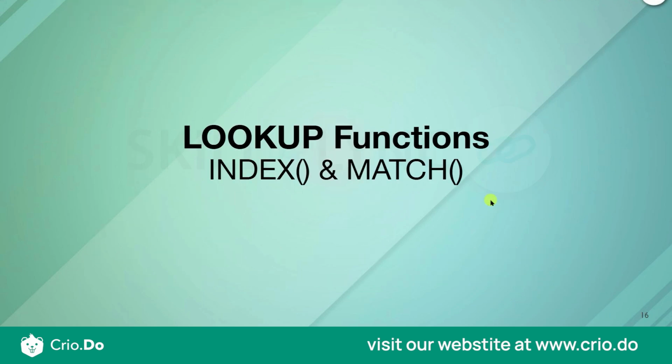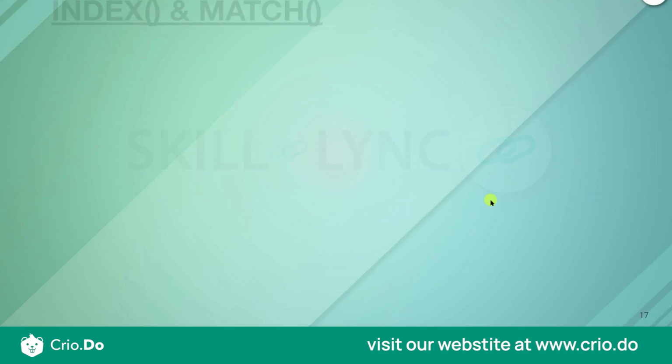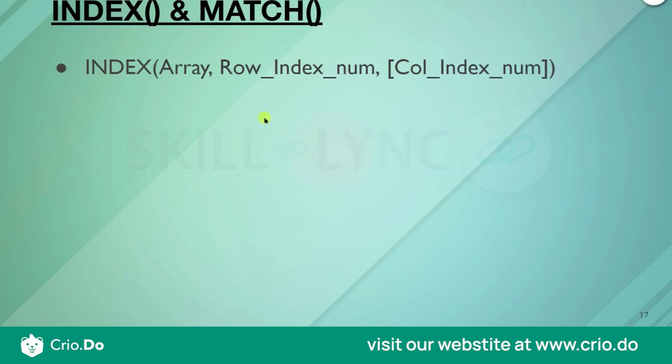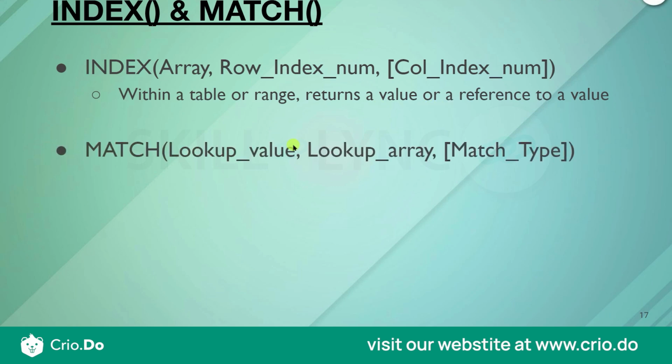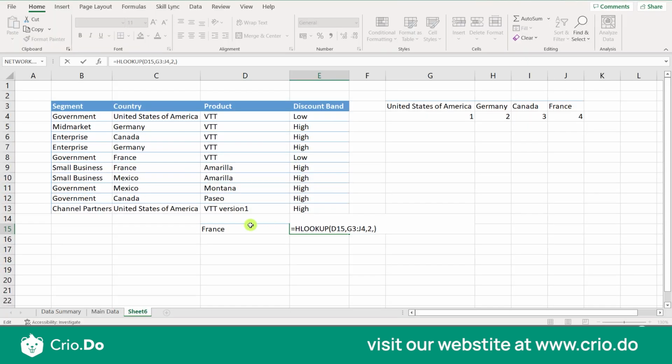Next, we have some functions similar to the lookup functions. These are INDEX and MATCH. How do these functions work? The INDEX function takes 3 arguments. The third argument is the optional one. Index asks for an array first, and then we need to provide a row index number and the column index number. Within a table or a range, it returns a value or a reference to a value. So let's try the INDEX function first, then we will come to MATCH.